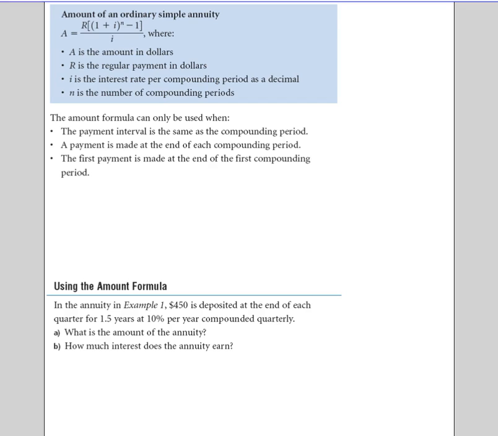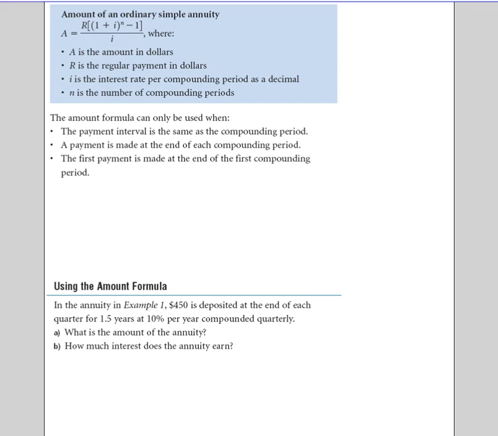So to start, when we are calculating the amount of an ordinary simple annuity, the conditions are: the payment interval is the same as the compounding period. That payment is made at the end of each compounding period, and the first payment also starts at the end of the first compounding period. So these are regular deposits being made, earning interest and accumulating to some future value.